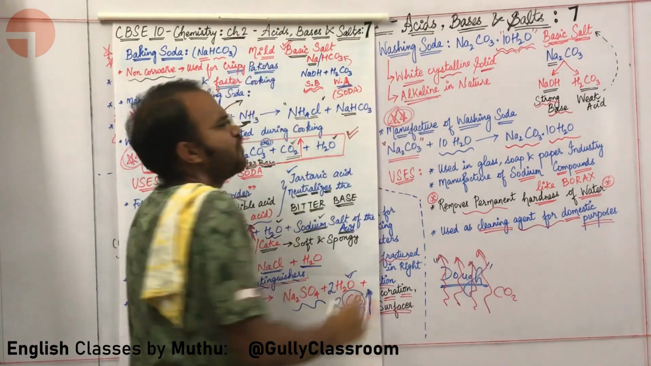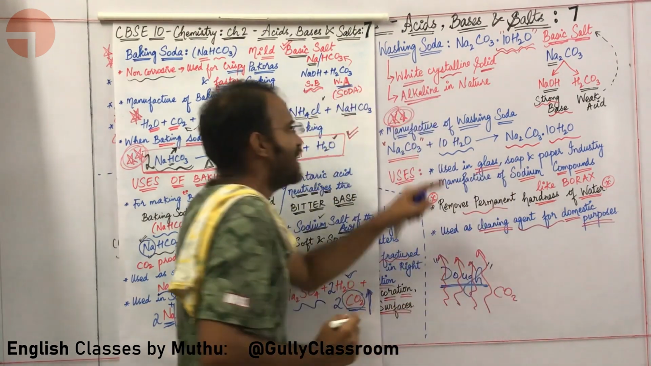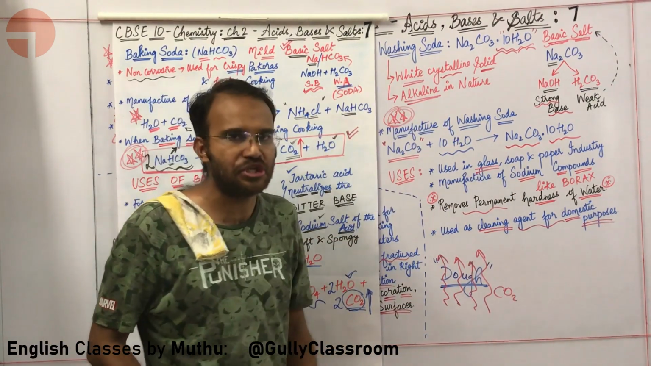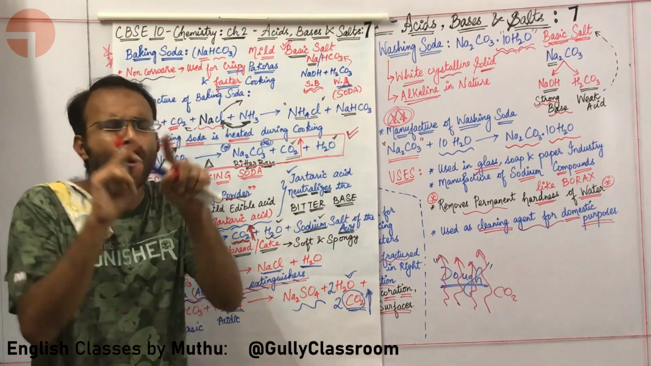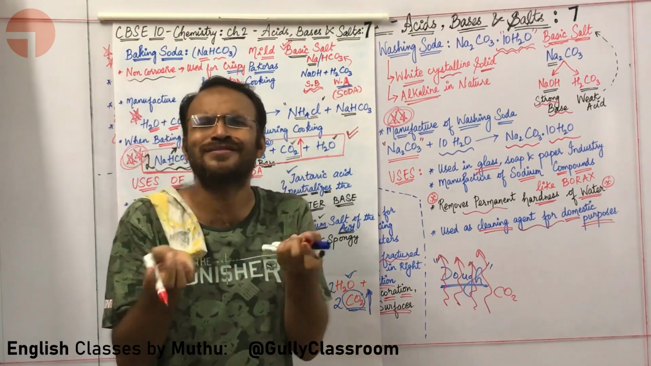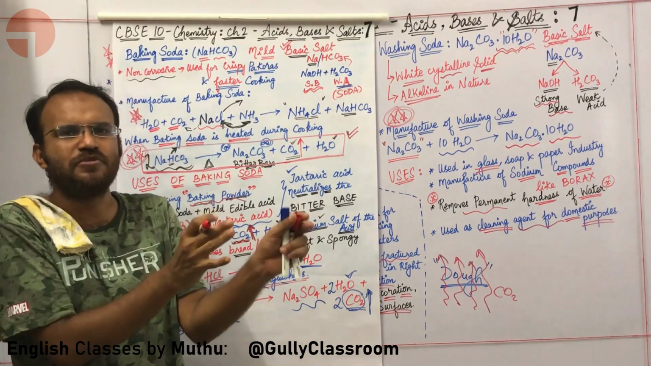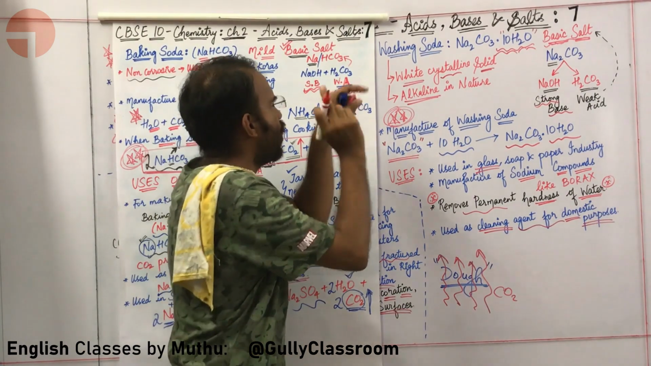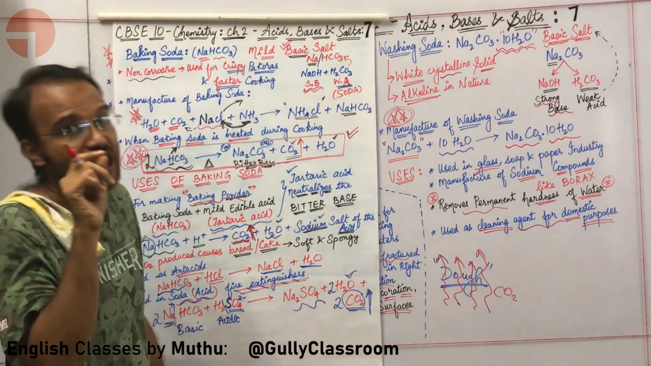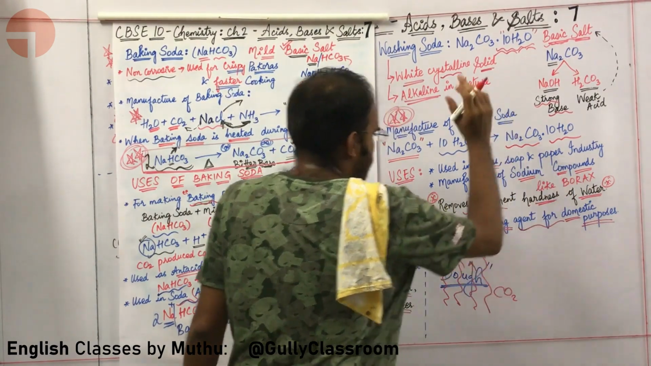What are the uses of washing soda, sir? Let us look at it. Washing soda is used in glass, soap and paper industry. It is used in the manufacture of sodium compounds like borax. Borax is a set of synthetic compounds that have a variety of applications in chemistry. Yeah, it's a very important compound. So, washing soda Na2CO3.10H2O is used in the manufacture of sodium compounds like borax.